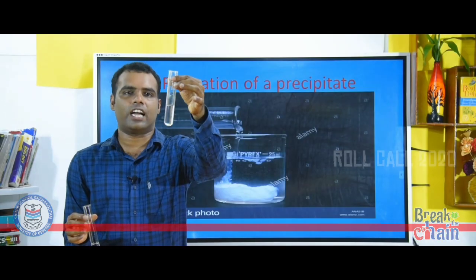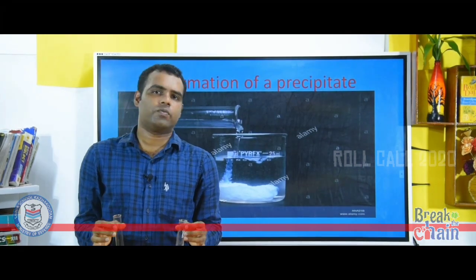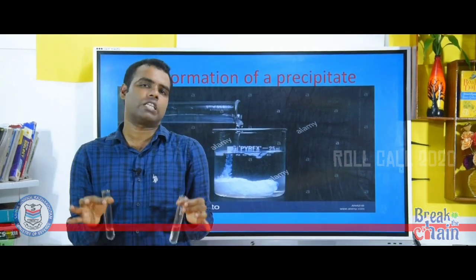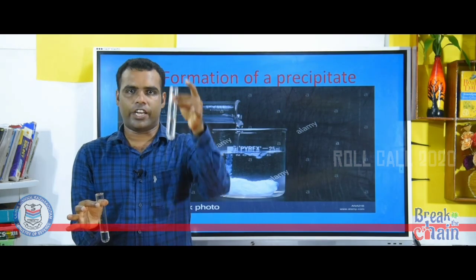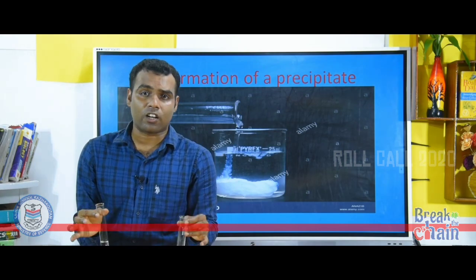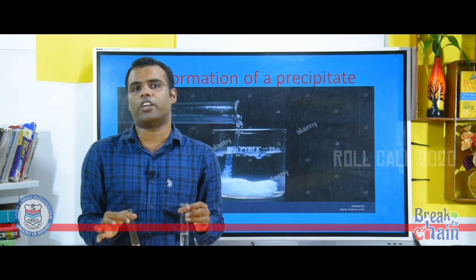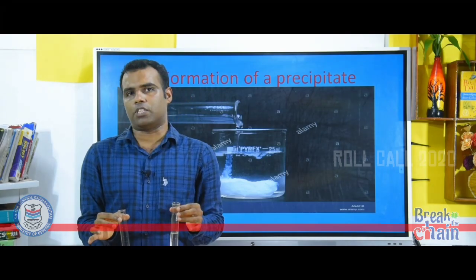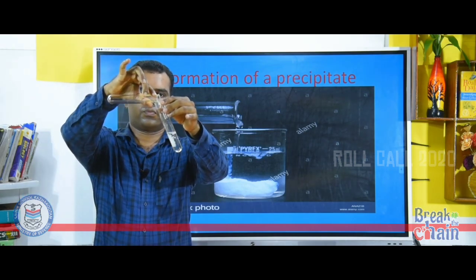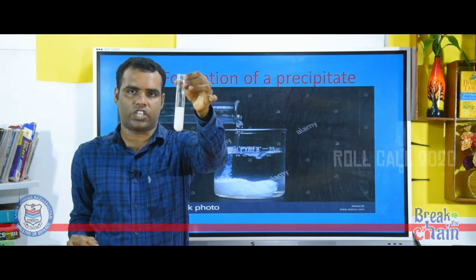On my left hand I have barium chloride, on my right hand I have sodium sulphate. Both of these solutions are clear and transparent. So I am going to mix these two clear solutions, barium chloride and sodium sulfate. After mixing, I will get sodium chloride, which is soluble in water, and barium sulfate, which is insoluble in water, and that appears as a precipitate. Let us see the reaction. See, a white colored substance is formed after mixing.